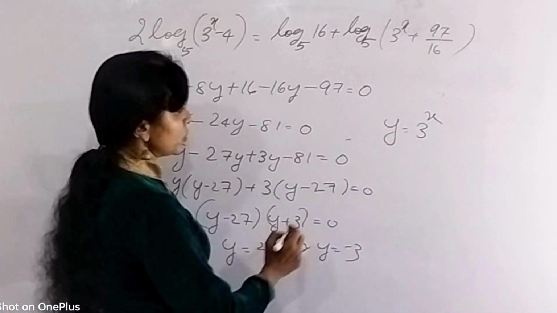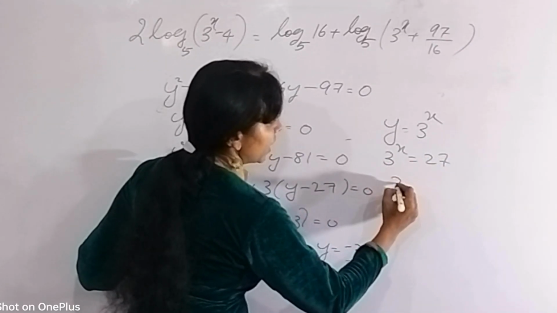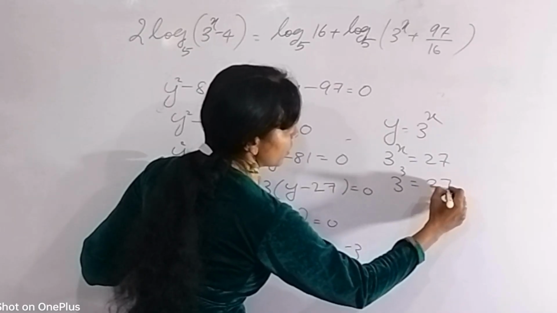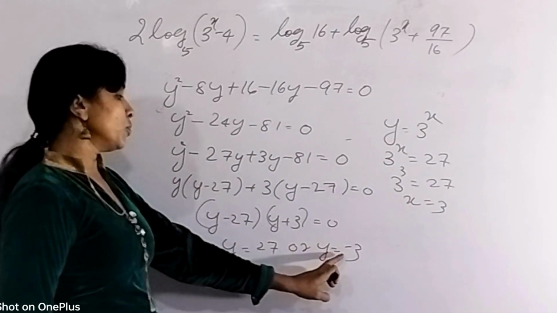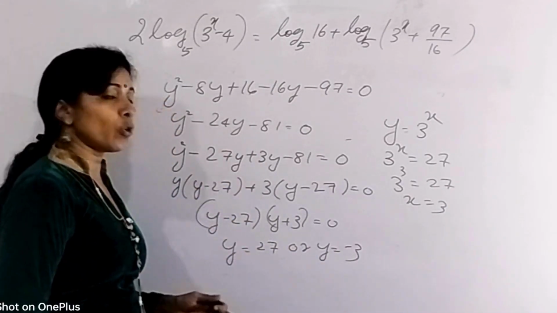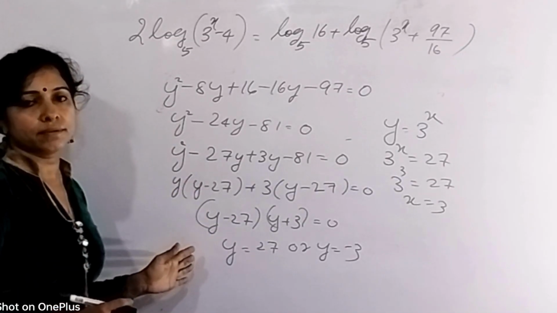So here when I put y is equal to 27, 3 raised to x is equal to 27. Here 3 raised to 3 is equal to 27. So our x is equal to 3. We don't need to take y is equal to minus 3 because 3 raised to x is always greater than 0. So this is the solution.